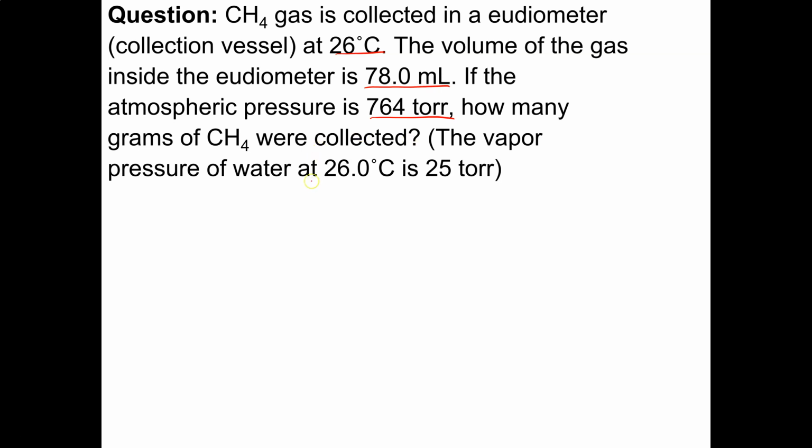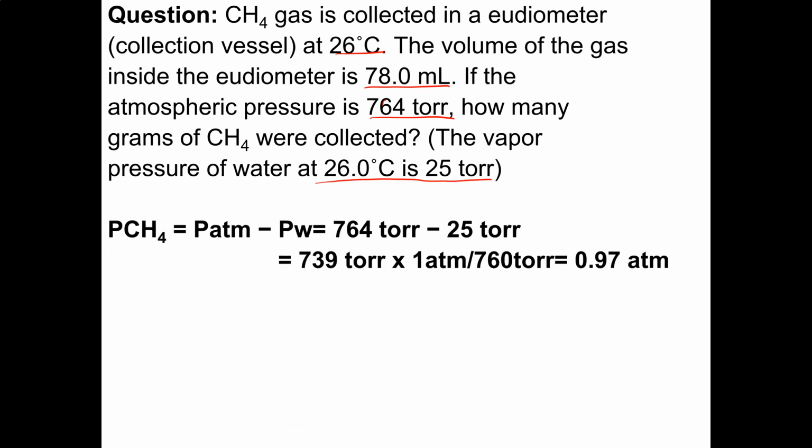So this is the important number everybody forgets. All you have to do in this question is the first thing, subtract 764 minus 25, get the water vapor out, the rest of your pressure is due to your gas, and you're good to go. That's all you have to do. Real simple, but people don't do it. So the first thing you want to do in this calculation is get the pressure of the gas by itself, so subtract the water vapor out.